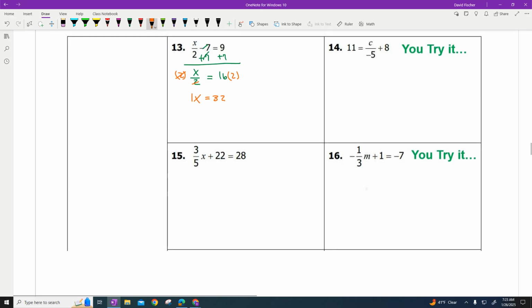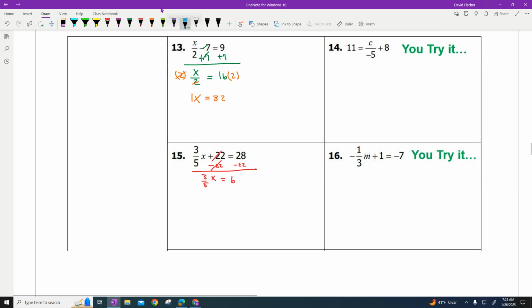Let's go do 15 down below here. And then you can do those 2 over there. Undo 22. Keep your work nice and neat. Start writing smaller. You got 28 take away 22. I'm going to use my calculator. 28 take away 22 is 6. I'm going to leave that 6 in my calculator because I know I'm going to do some more math here in a second. I'm going to put 3 over 5 x's.